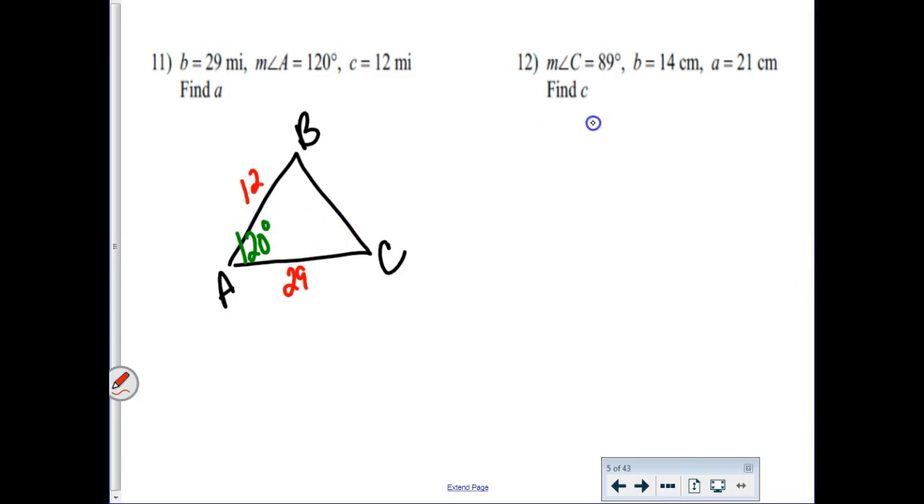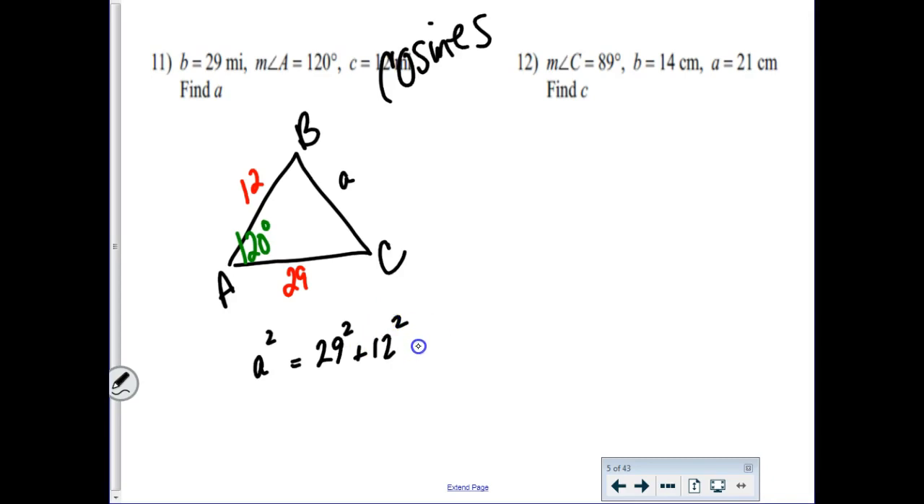So which law are we looking at this time? This is law of cosines, when you have the side angle side setup. If I want to know side A, that's convenient because I can find it with law of cosines. You set up opposite leg squared equals, and the leg order can go in any order because of the commutative property. So 29 squared plus 12 squared minus 2 times 29 times 12 times the cosine of 120. Again, we're in degree mode.